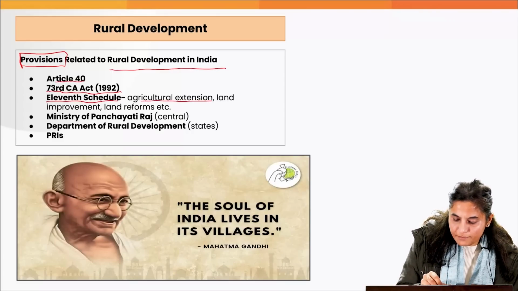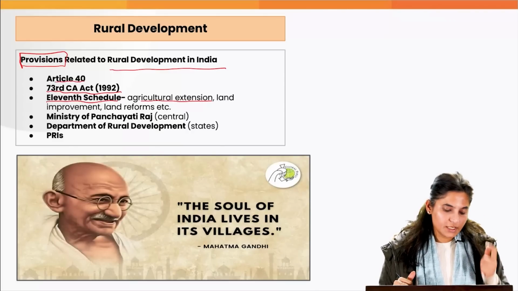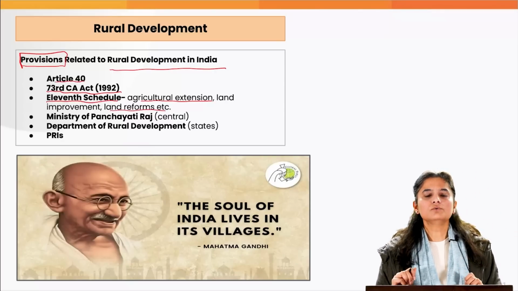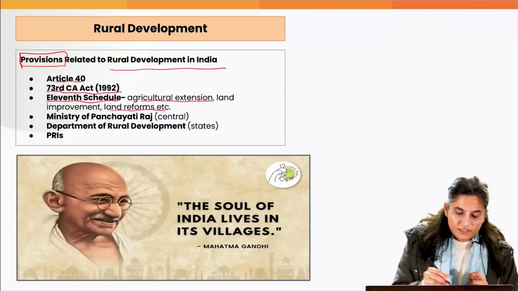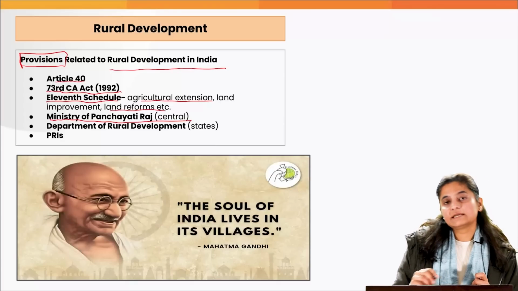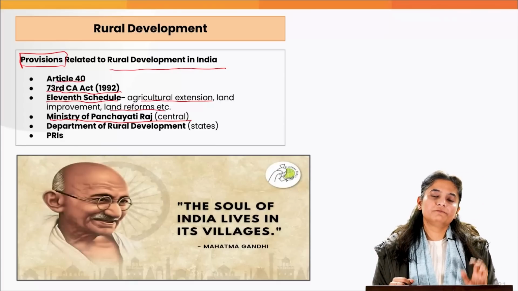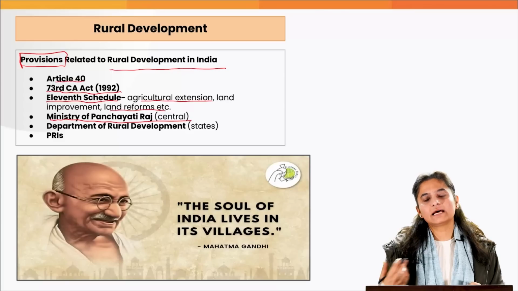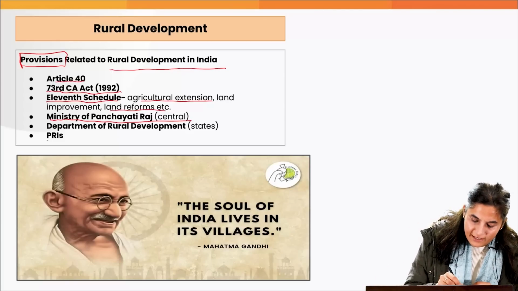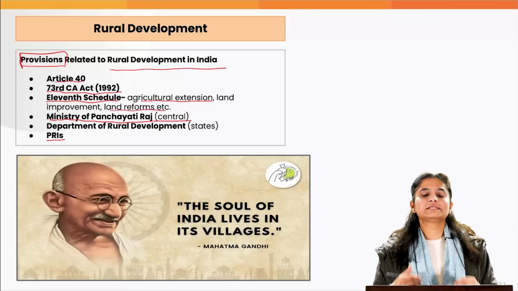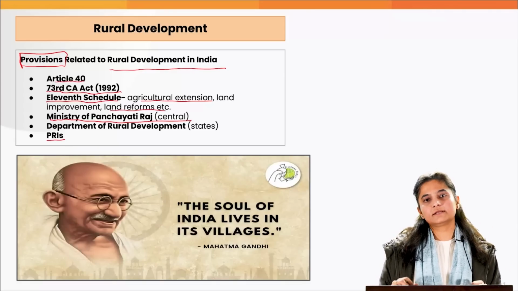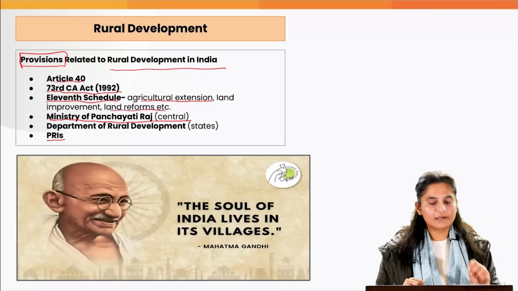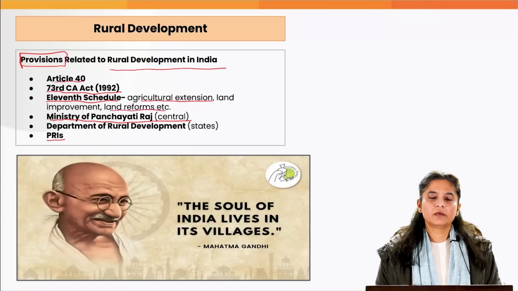Some of the examples are agricultural extension, land improvement, and also land reforms, just to tell you a few of them. Then we have the Ministry of Panchayati Raj at the central or union level. We have departments of rural development, or with similar names, at the state level. And then we have PRIs, which are nothing but Panchayati Raj institutions operating at the local level, what we also call local self-government, taking care of local issues.